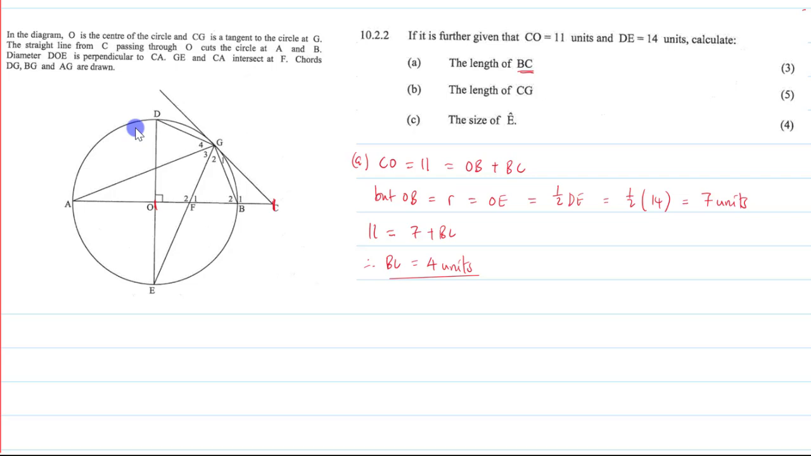Sometimes it helps to put in the information that you've calculated as you go along to ensure that as you answer the subsequent questions, what you've calculated helps you. So I'm going to use a different colored pen for the B part. I know that this BC is equal to 4. Alright, so if BC is equal to 4, that means the distance from here to there has got to be equal to 7 units. Okay, and so now I need to find the length of CG.